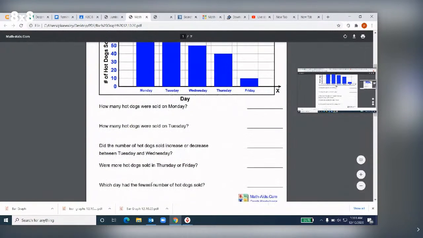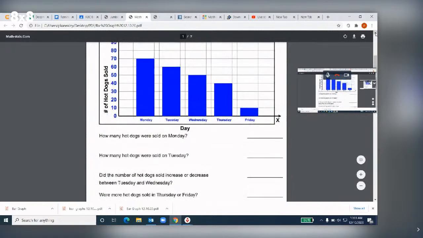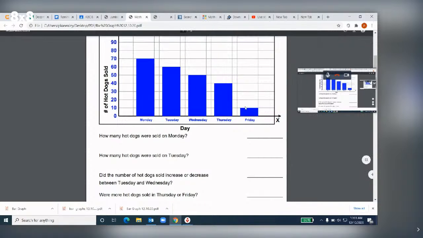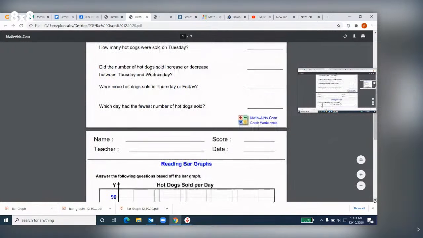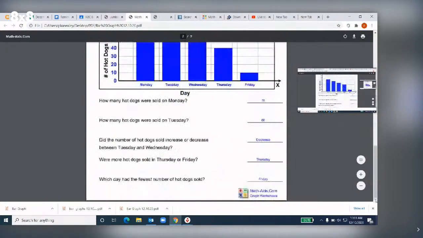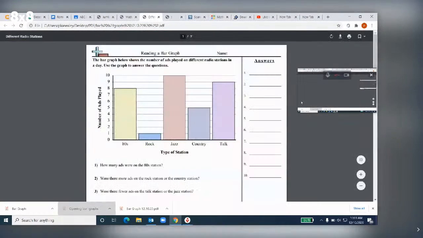And which day had the fewest number of hot dogs sold? We look at this and see Friday has the smallest, the bar only goes up to 10. So Friday would be the least amount of hot dogs. And here are just the answers. Okay, let's go to our next one here.